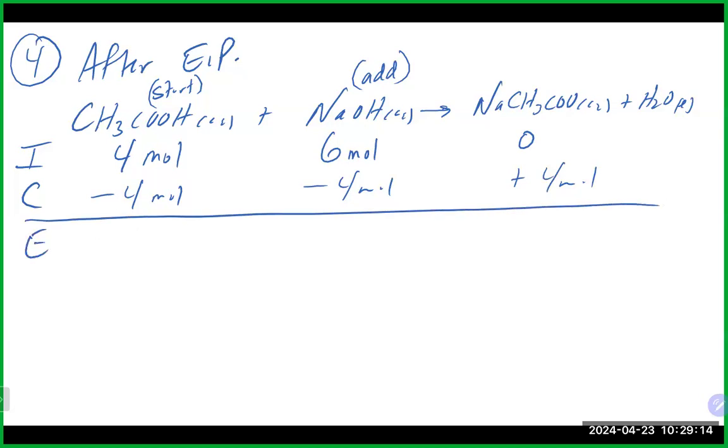At equilibrium, we'll have none of those guys. We'll have 2 moles of this guy, 4 moles of this guy. Like normal here, we'll convert back to molarity using the total volume that obviously has been converted into liters.